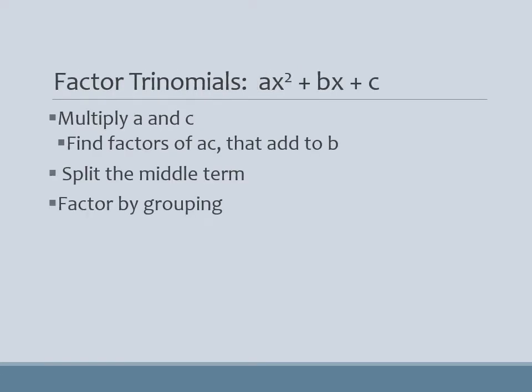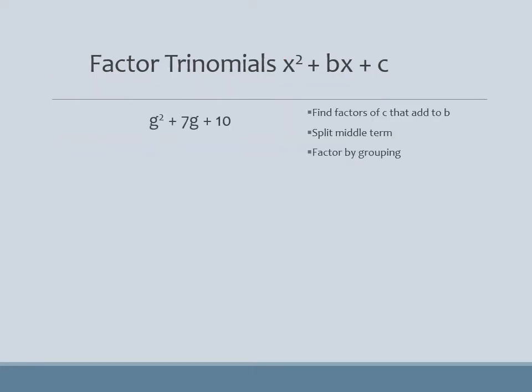In order to factor trinomials, we're going to multiply A and C, and we're going to find factors of that, or things that multiply to that, that add to B, and then we're going to do factor by grouping. So in this case, my A is 1 and my C is 10, so I need factors of that that add to B. So factors of 10, and sometimes it helps to write them all out, are 1 and 10 and 2 and 5. 1 and 10 adds to 11, but 2 and 5 adds to 7.